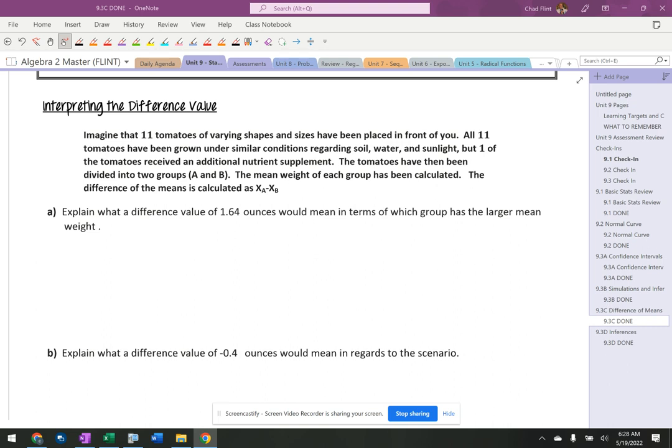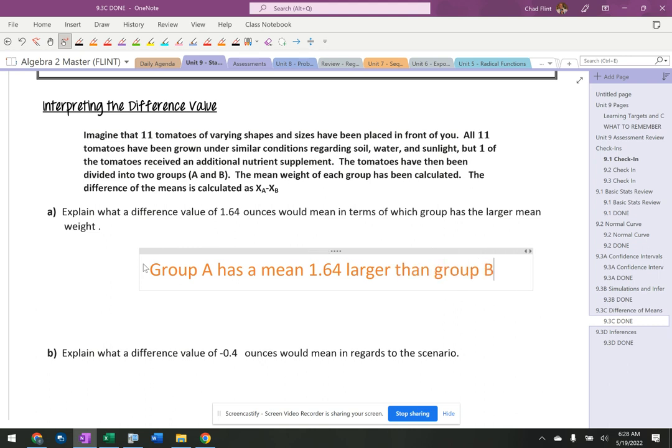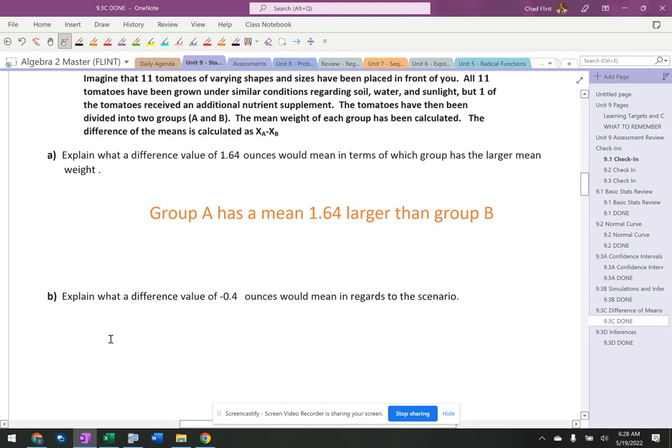So then it says, what's the difference of the means, A minus B, all right, which is what it's going to be every time, X bar A minus X bar B. All right, so a difference of 1.64 ounces in terms of which group has a larger mean. So if I do A minus B and I get a positive number, then group A has a mean 1.64 larger than group B.